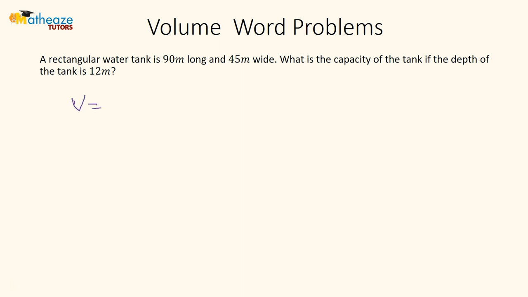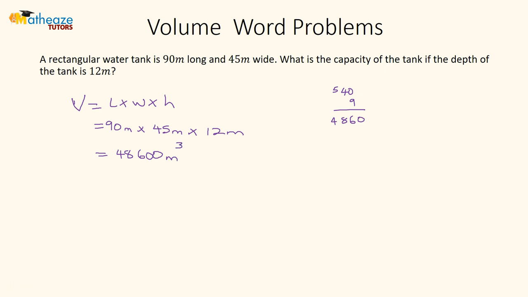So the volume is going to be the length times the width times the height, which is 90 meters times 45 meters times 12 meters. So 45 times 12 is 540, times 90, so we see this as 48,600. So this is going to be 48,600 cubic meters.